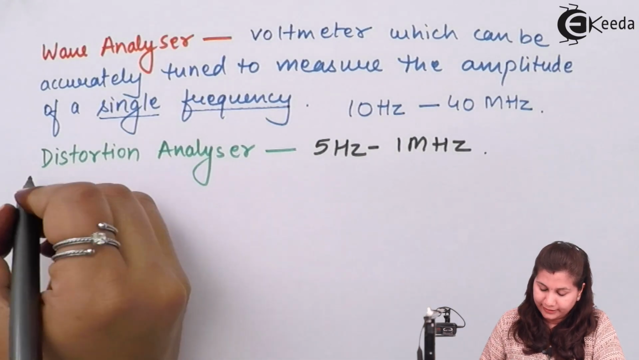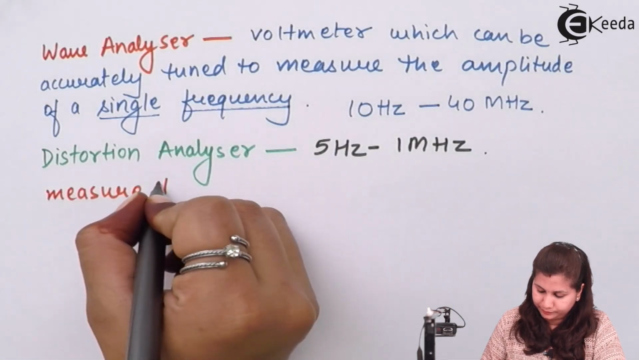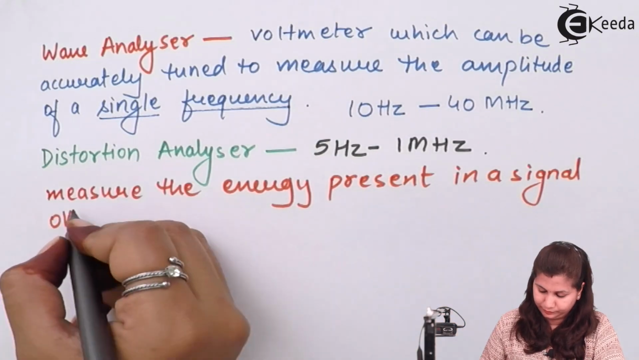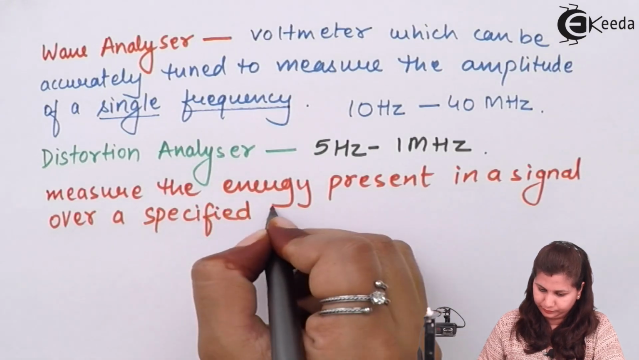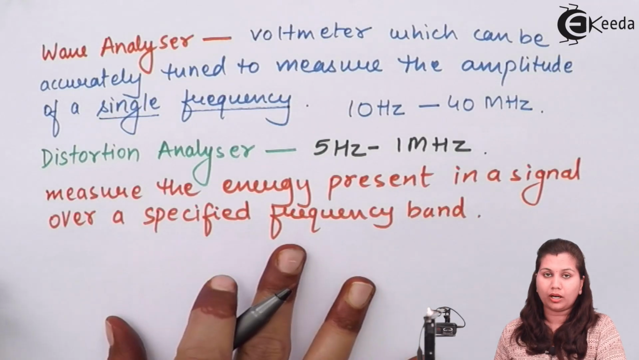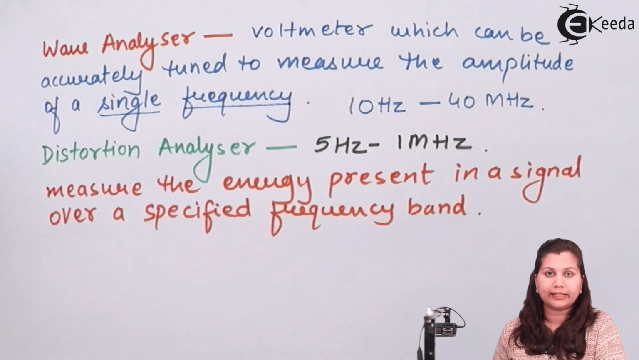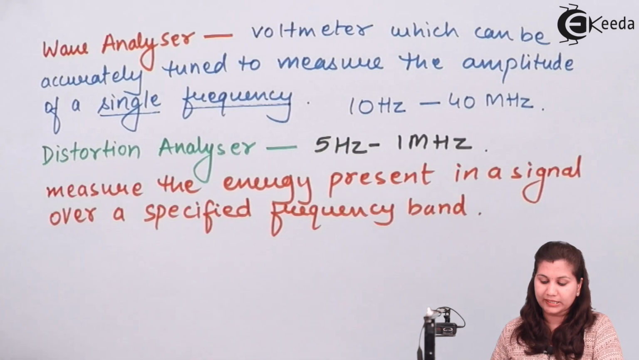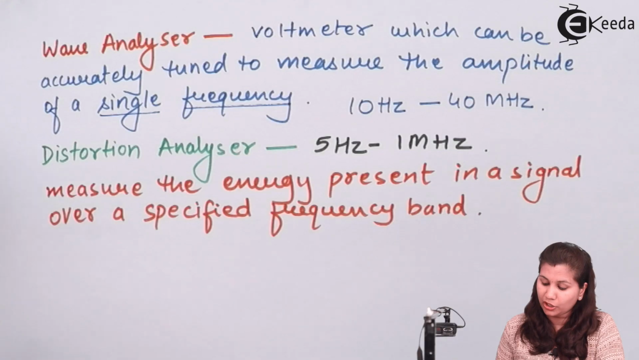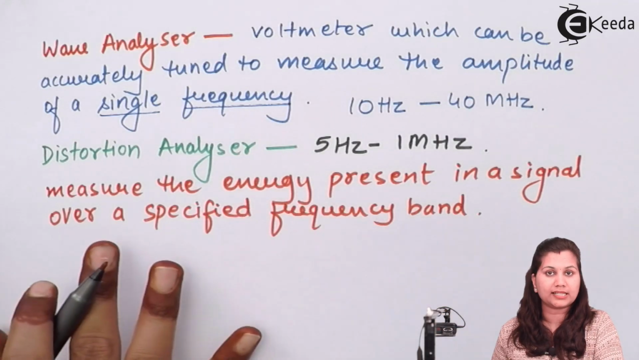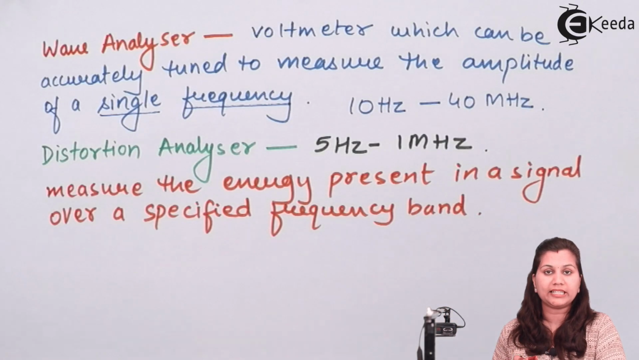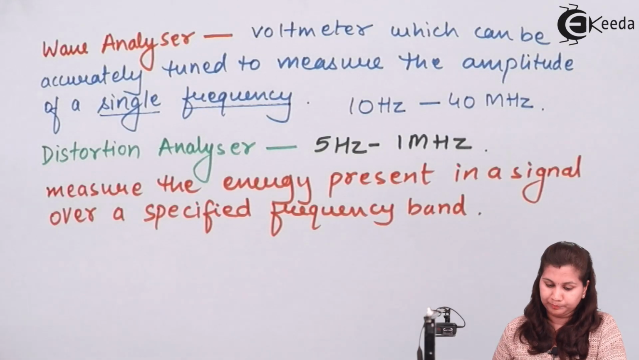So the distortion analyzer is tuned out of the fundamental signal, and then it gives the indication of the harmonics present in the signal. Distortion means that if harmonics are present in the signal, then distortion is present. So it is measuring the energy present in a signal out of a specified frequency band, and it gives us an indication of the harmonics present in the signal.